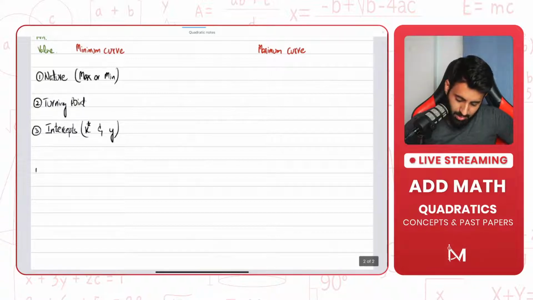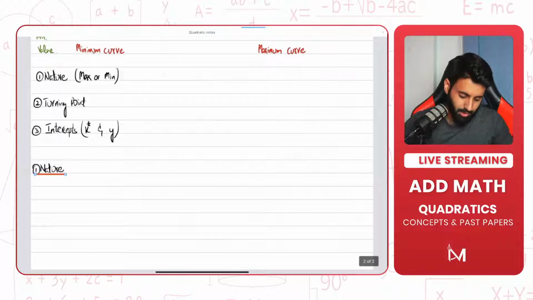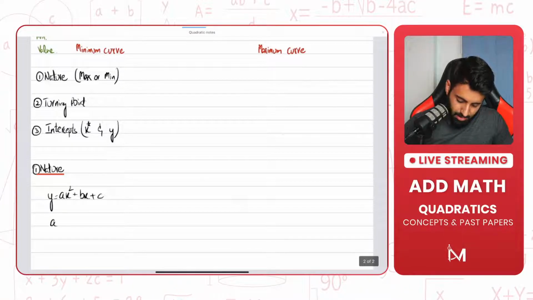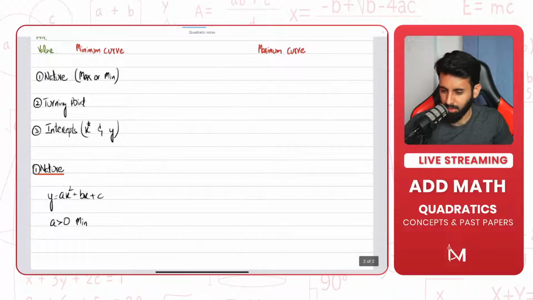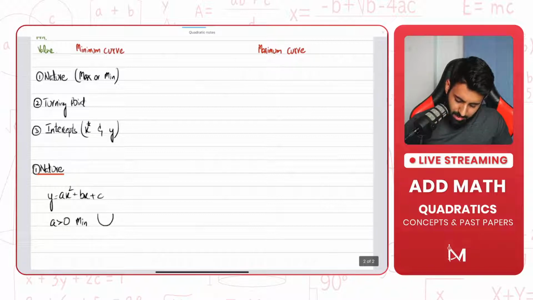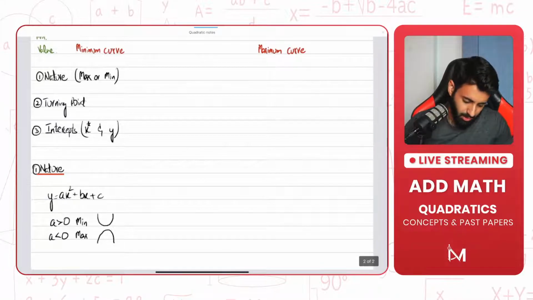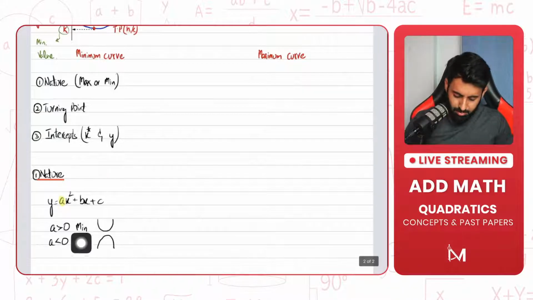So, if you want to find out the nature, the way to determine it is very simple. You look at the coefficient of x squared. If the coefficient of x squared is greater than 0, that means it's going to be a maximum curve. And if it is less than 0, it's going to be a minimum curve. Sorry, I think I said it the other way around. If it's greater than 0, it's a minimum curve, which means something like this. And if it's less than 0, it's going to be a maximum curve, which means something like this. And what's a? a is the coefficient of x squared. Anyway, forget what I said. Just remember what I've written over here.